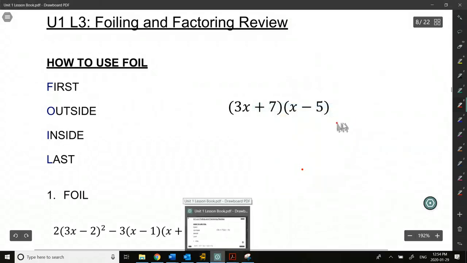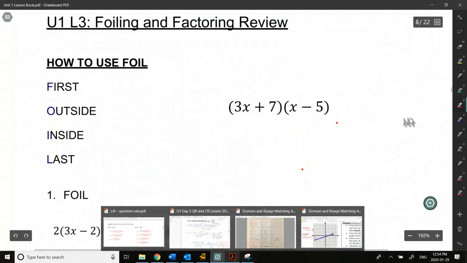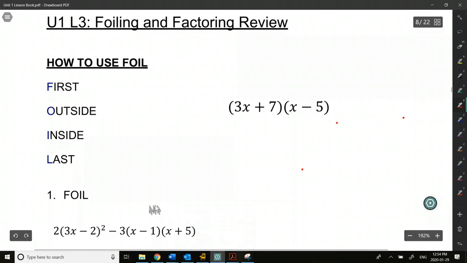Okay, so we are going to do a review of some grade 10 stuff over the next few days. We're going to do a review of a few grade 10 concepts over the next few days. So today I want to take a look at foiling and factoring. These are skills that are going to be carried forward in your math travels for the rest of high school pretty much. So it's good that we review these regularly and that we have them down.